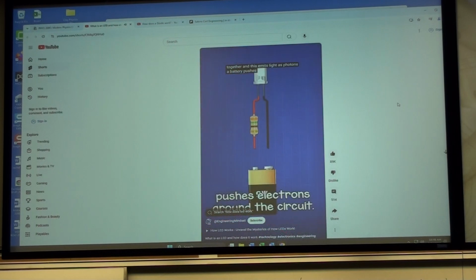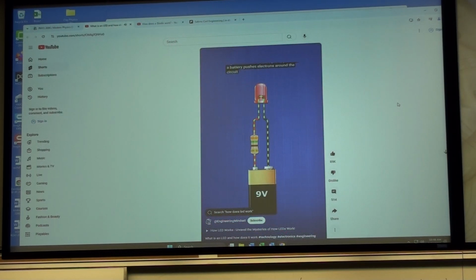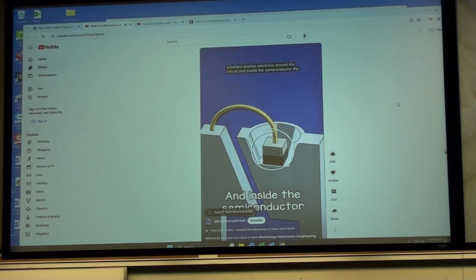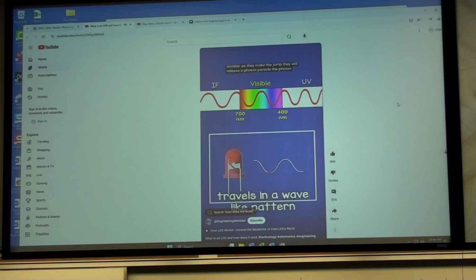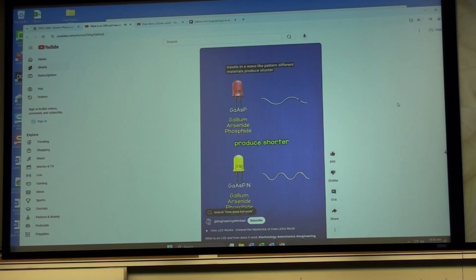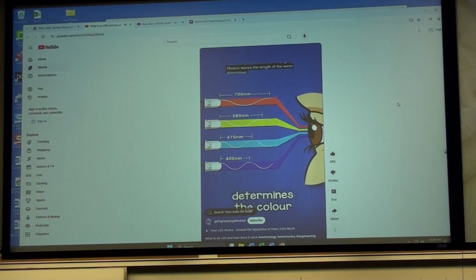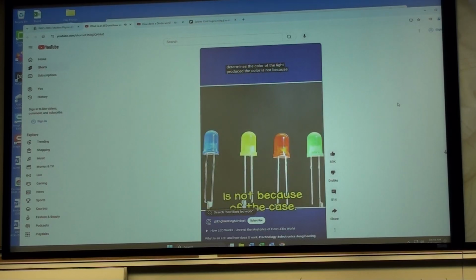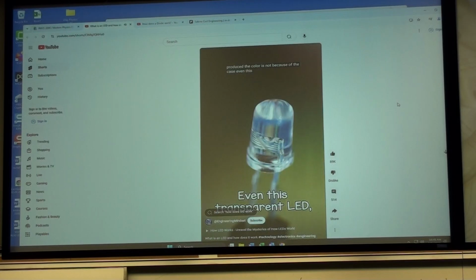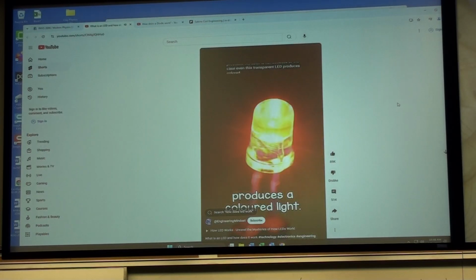A battery pushes electrons around the circuit, and inside the semiconductor, the electrons are jumping from one layer to another. As they make the jump, they will release a photon particle. The photon travels in a wave-like pattern. Different materials produce shorter or longer photon waves. The length of the wave determines the color of the light produced. The color is not because of the case. Even this transparent LED produces colored light.